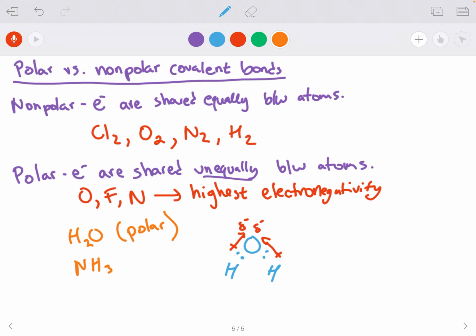NH3 would be polar, because nitrogen would have more of an attraction. NO2 would be polar, because oxygen would have more of an attraction for those electrons. Cyanide, CN-, would be polar. The other important bond to note is a carbon-hydrogen bond is nonpolar. Their electronegativities are so similar that there's not an unequal sharing of the electrons between them.